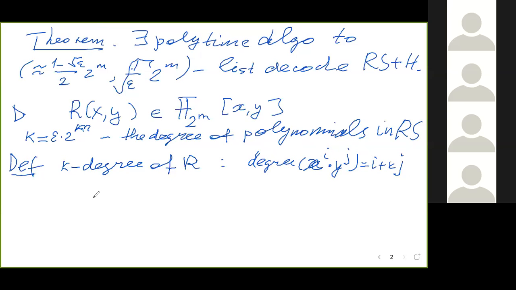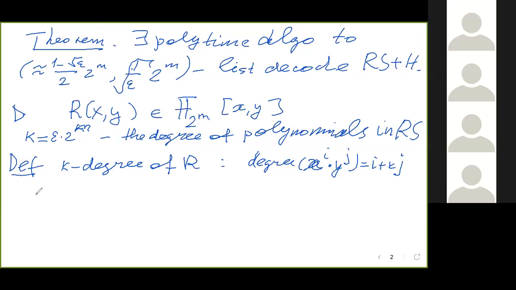And the first step is to construct a polynomial of small degree k that passes through many points on the plane. More specifically, certain points are roots of that polynomial of large multiplicity.